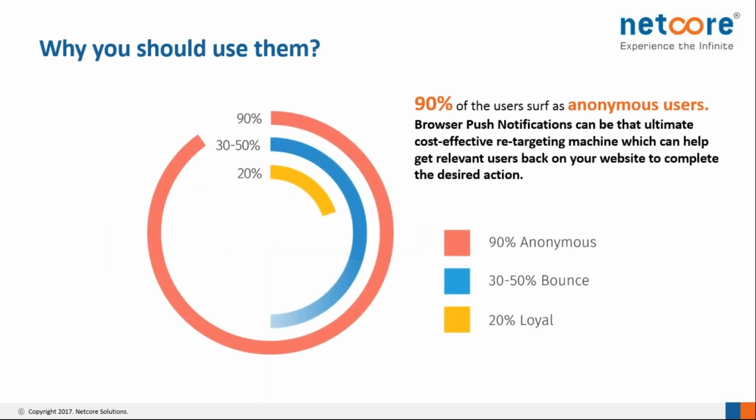Okay, so let's try to understand why you should use browser push notifications. 90% of the users browse as anonymous users, and most of them either bounce off or exit after they are unable to find something relevant on your website. So marketers then run expensive remarketing campaigns to get these users back. This is where browser push can be that ultimate cost-effective retargeting machine, which can help get relevant users back on the website. Dharmesh, you can also add here, what is the percentage of amount that you spend on remarketing to get these users back?